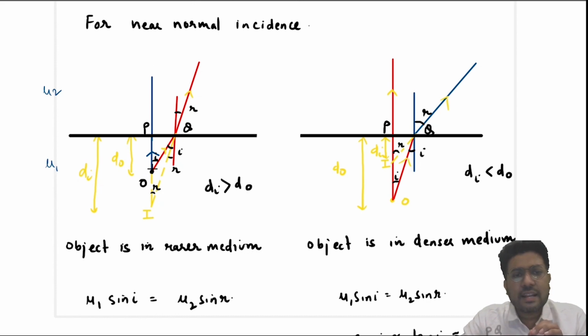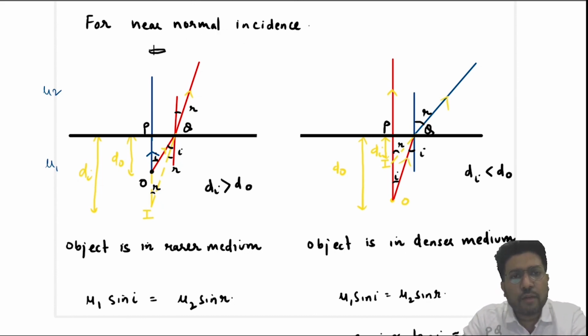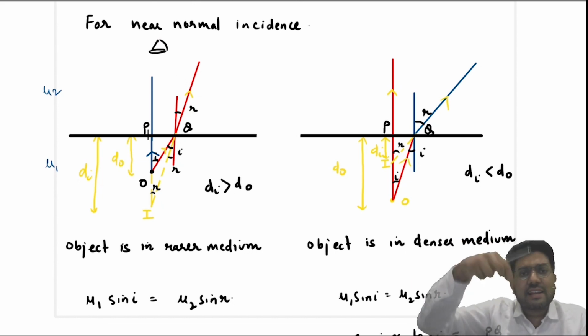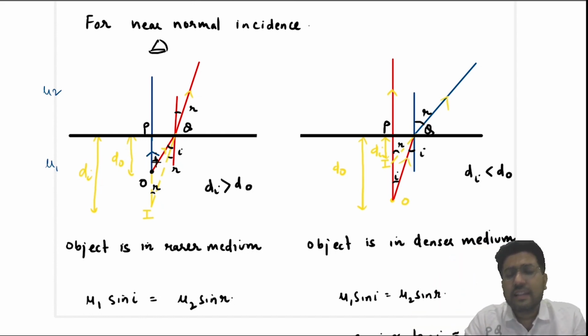Then there is the second light, which is moving like this, and this eye is very small. I am drawing only for near normal incidence. That means the eye is looking from the top. The observer is exactly above the object, so that the angle formed here is very small. That is, i is nearly equal to 0, or very small, you can say.